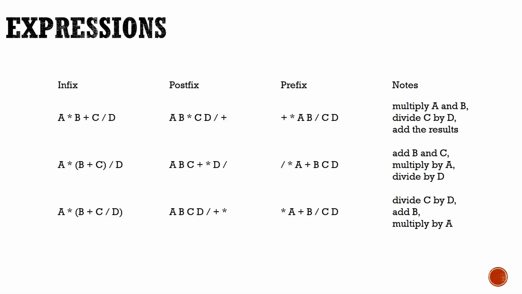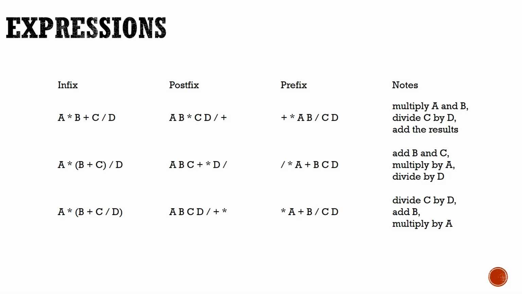Then next, which one is to be solved? C divided by D. How do we write this one? CD slash in postfix; here, in prefix, it will be slash CD. The next plus will be lastly applied. So plus will be lastly applied. Fine. So this is how we go for converting the expressions.